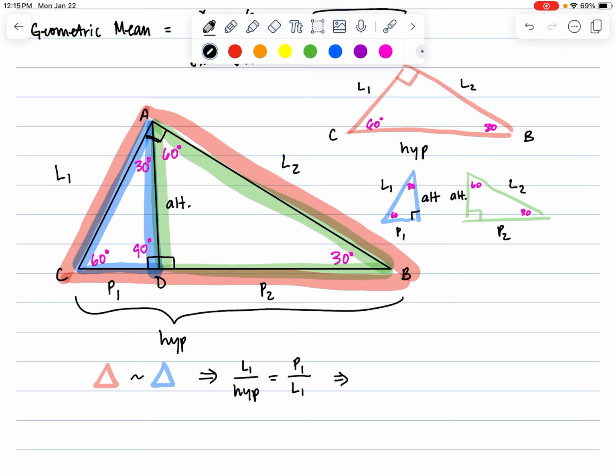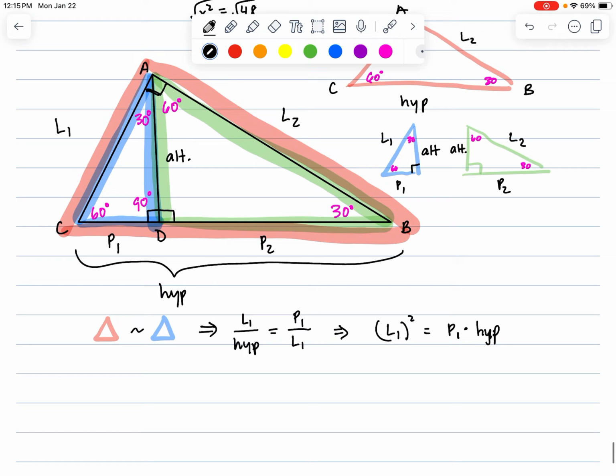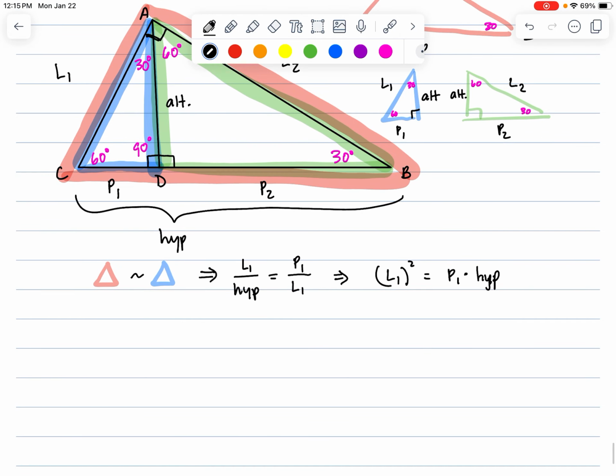And from here, we could create an equation. Once you cross multiply, we get L1 times L1, L1 squared, leg 1 squared, is equal to part 1 times the hypotenuse. And this is our first equation, okay? Our second equation, we're going to go red to green this time. So let's go red. The red triangle is similar to the green triangle.